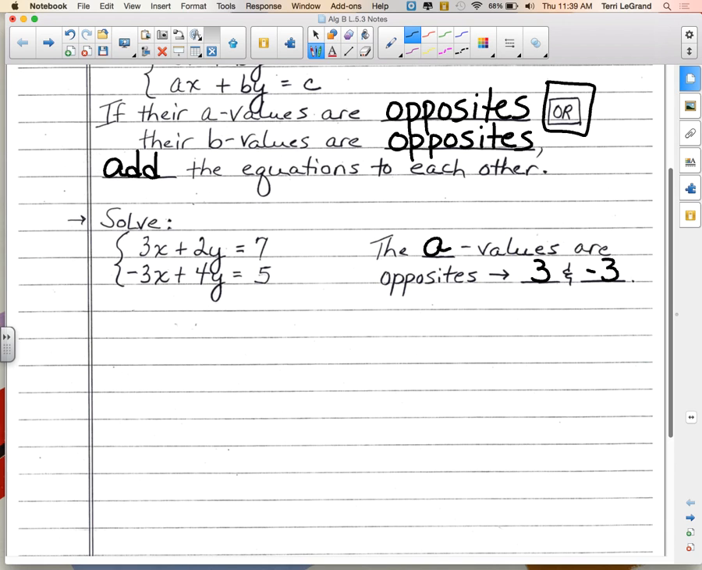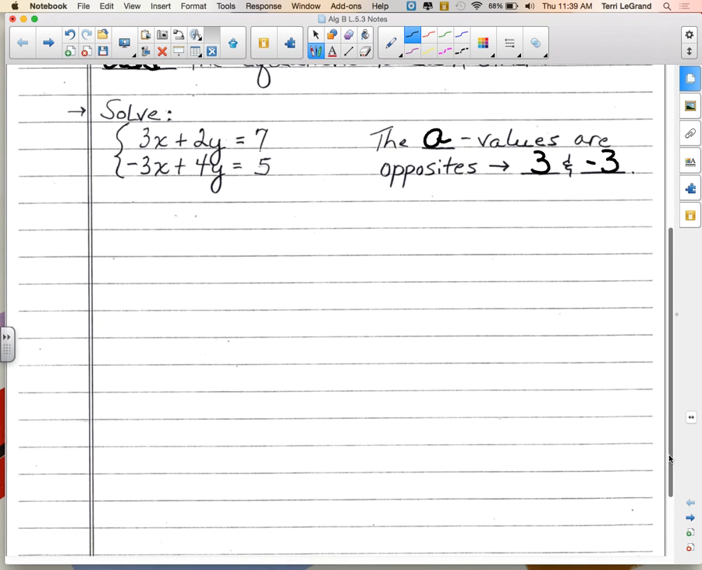Add them together. We're just going to add them together. Okay, so we have 3x. Let's just write it again so that we don't mess around with what was there. We know what was there to begin with. We're going to add these guys together after we get them lined up. See, they line up really nicely.